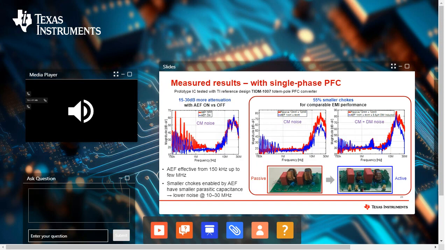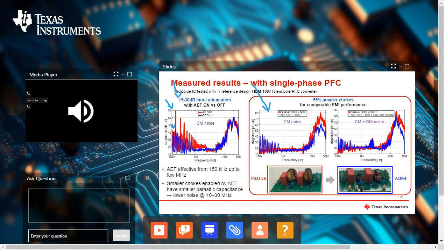Results. The IC is tested with TI reference design TIDM 1007 totem pole PFC converter. On the left is the case where the passive filters are not changed and the AEF IC is added to reduce the common mode EMI in the 150 kilohertz to 3 megahertz range with an attenuation of 15 to 30 dB. You can see that in the first harmonic, it reduces from approximately 70 dB down to 40 dB for a delta of 30 dB.